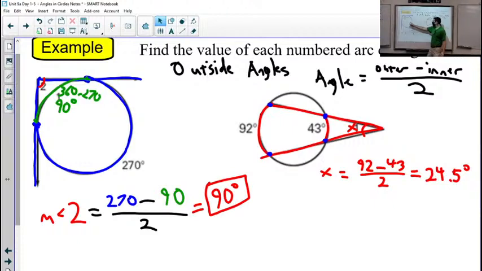So to get this inner arc, we subtracted from 360. It completed the entire rest of the circle. We did not do that over here. Right? These two don't make 360 because these two don't make the entire way around the circle. We have all this space over here that isn't taken up.